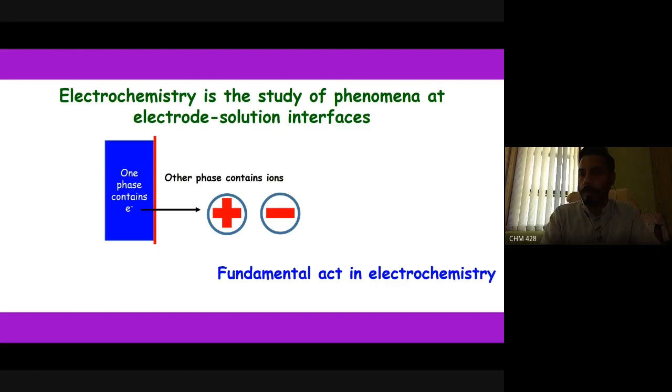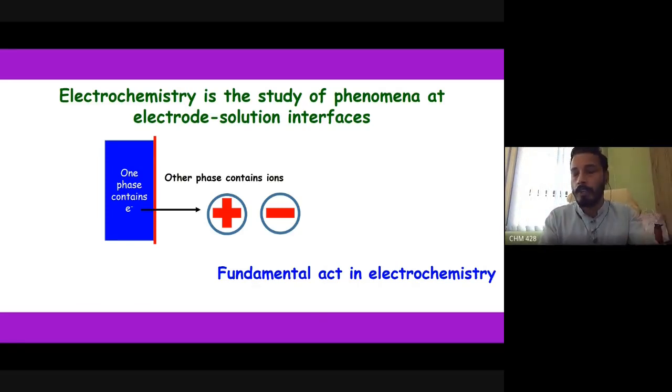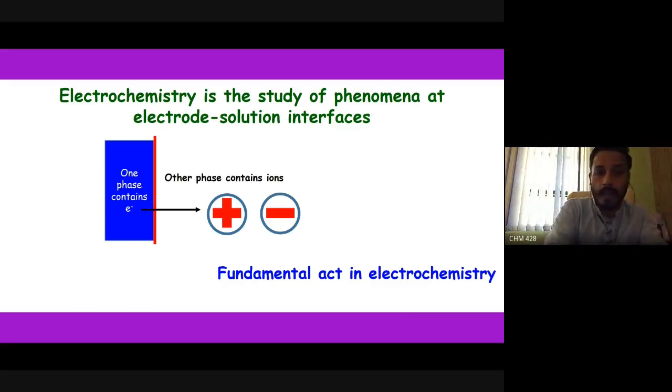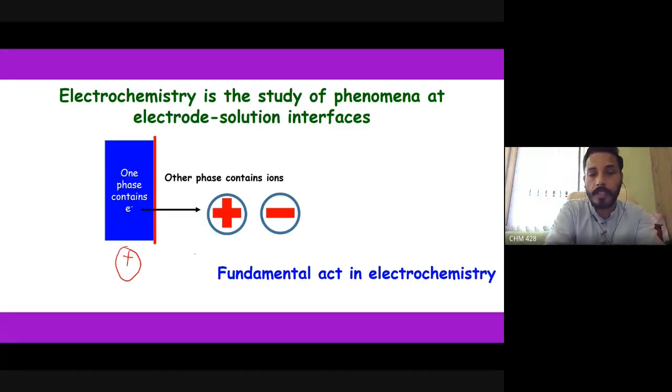Remember one thing now. If the electrons leave the electrode into the solution side, if the electrons jump from the electrode into the solution side, definitely your electrode will acquire a positive charge. Yes or no? Yes. And what about the solution side? Solution side will acquire a net negative charge. Please keep that in mind. If the electrons jump from the electrode to the solution side, electrode will acquire a positive charge and the solution side will acquire a net negative charge.